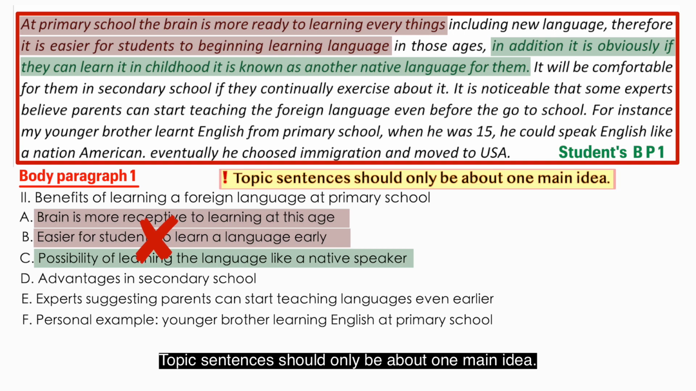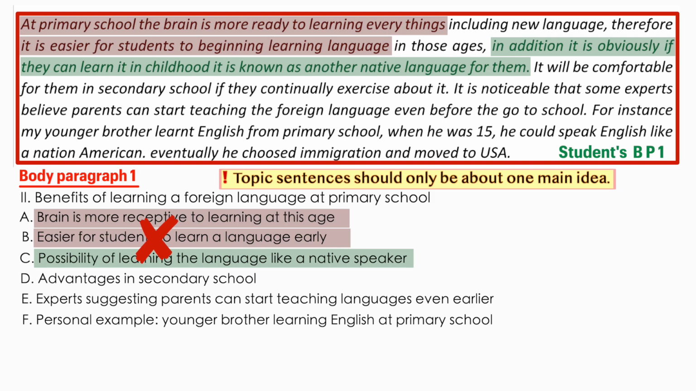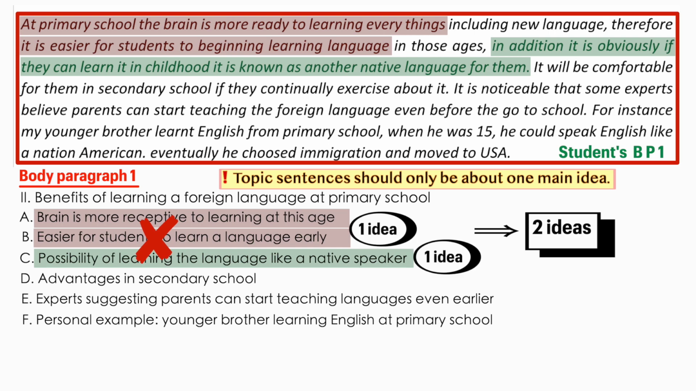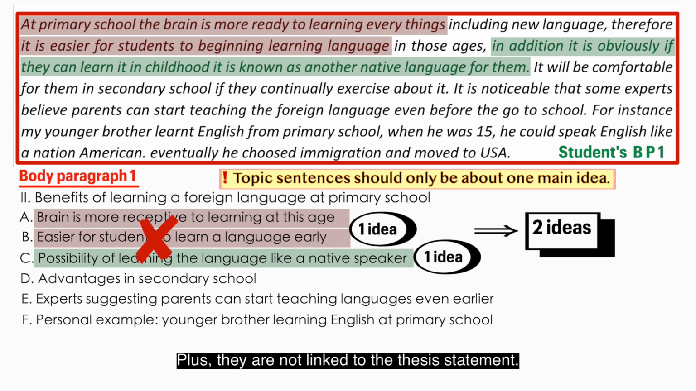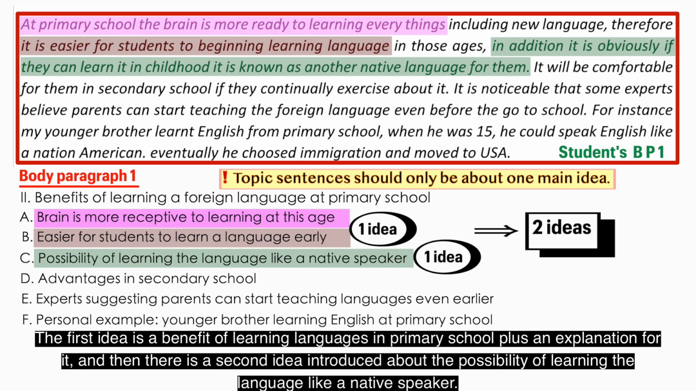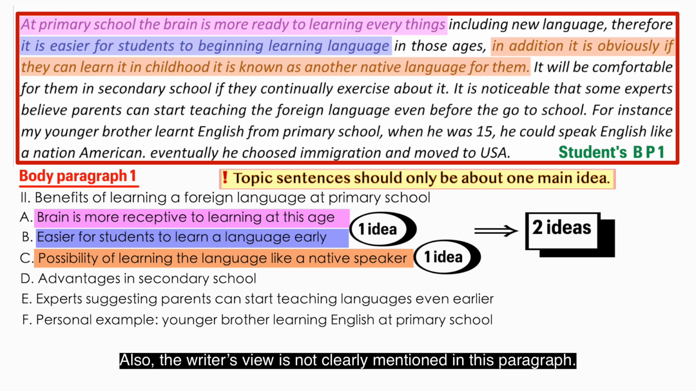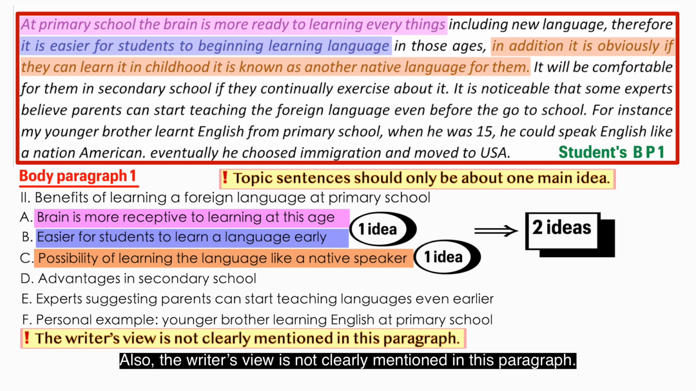Topic sentences should only be about one main idea. In this topic sentence, we have two ideas instead of one. Plus, they're not linked to the thesis statement. The first idea is a benefit of learning languages in primary school, plus an explanation for it. And then there is a second idea introduced about the possibility of learning a language like a native speaker. What I'm trying to say is that these sentences could be used as supporting sentences and not a topic sentence. Also, the writer's view is not clearly mentioned in this paragraph.